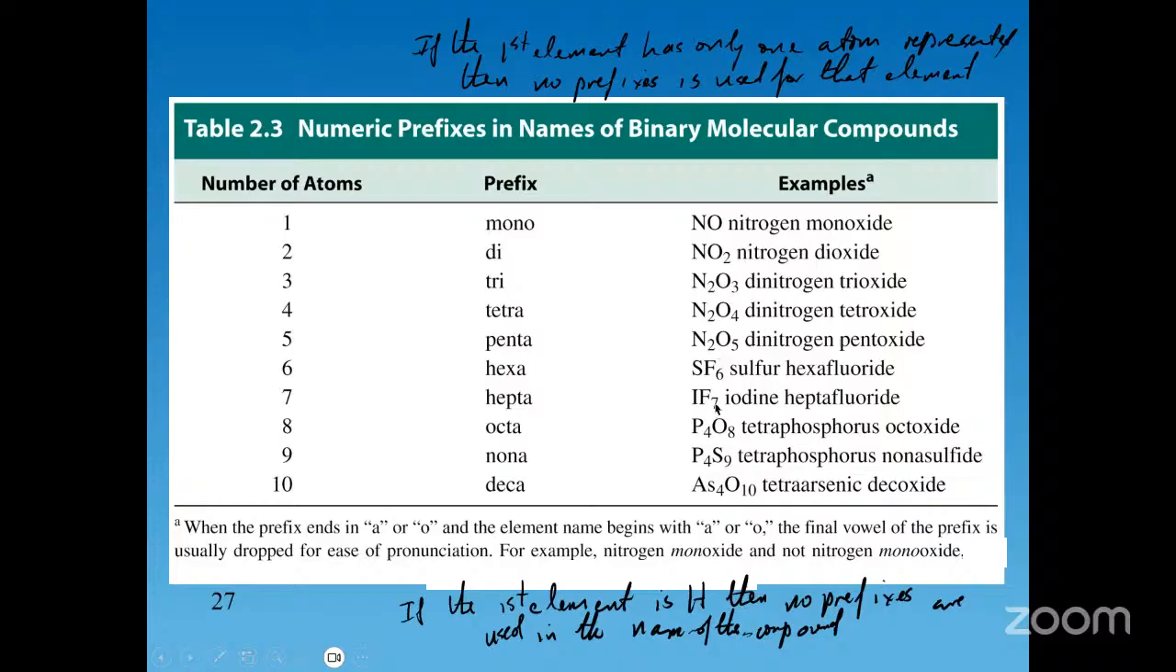Now, in the case of this one here, SF6, you notice again, sulfur is the first element, which has only one atom in the formula. So again, we do not use the mono prefix. Therefore, the name of this compound is sulfur hexafluoride. Hexa because we have six fluorine atoms in this molecule.